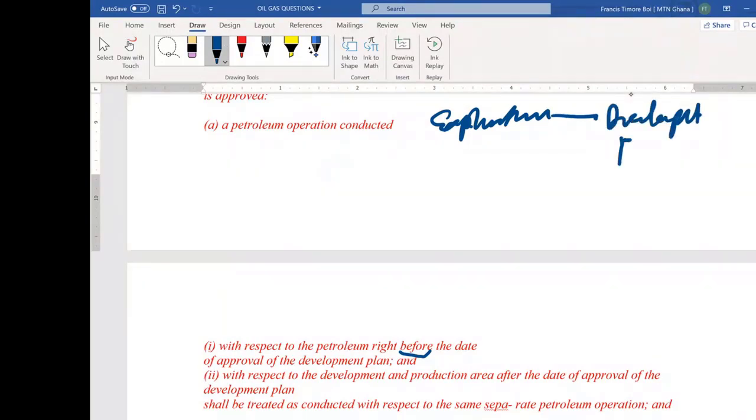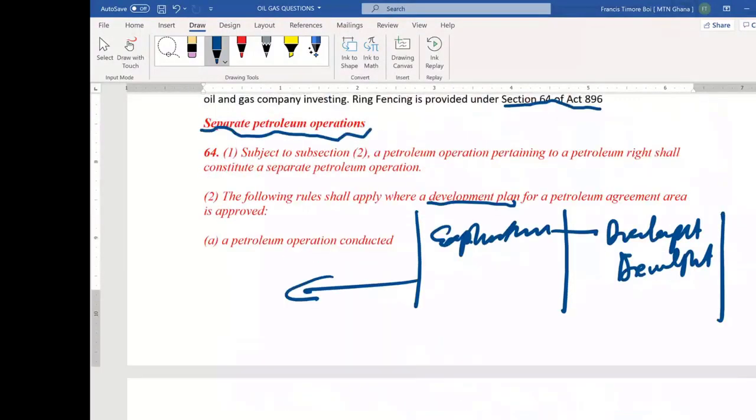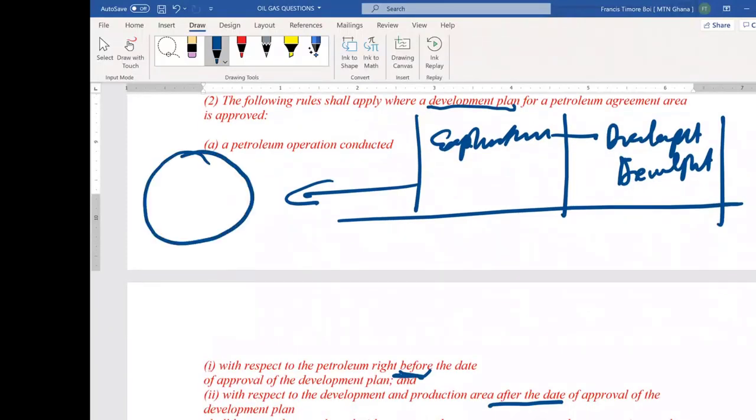Everything that has taken place here is before the approval. So you might have incurred exploration costs. So what we are saying here is that anything that you have done before the approval of the plan and anything that you do after approval of the plan is one. We shouldn't consider it as separate petroleum operations. Please, do you understand it? So this is the well, or this is the area. You did exploration here. When you finish, you are going to do development.